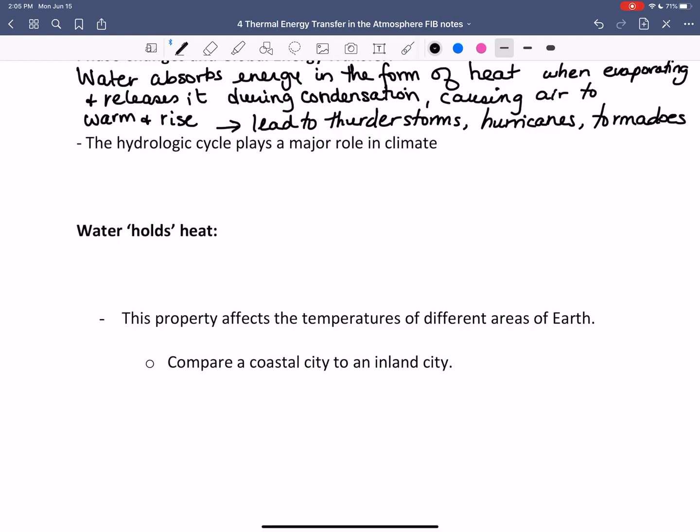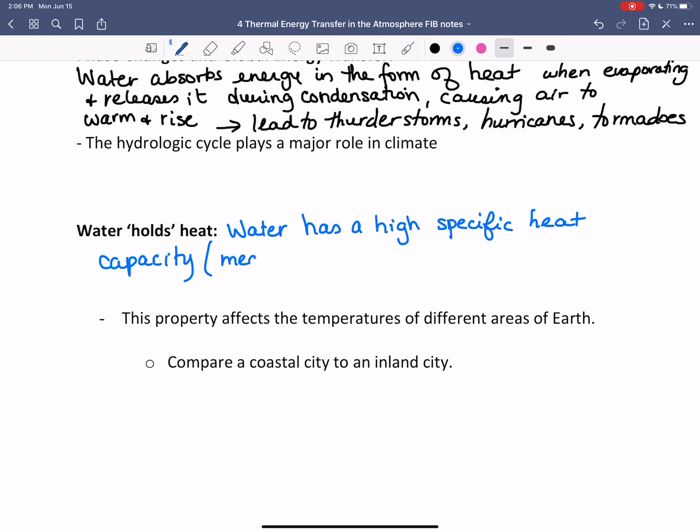Okay, so when we say that water has the capacity to hold heat, we can also say that water has a high specific heat capacity. So what does that mean? It means that it takes a lot of energy to change the temperature of water.